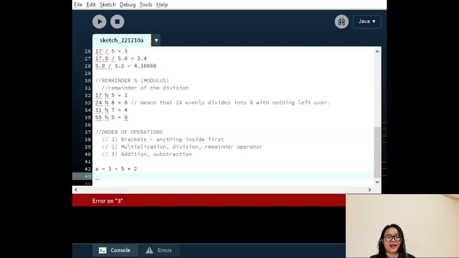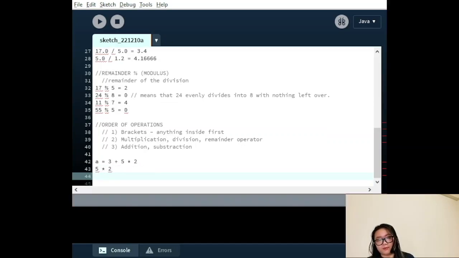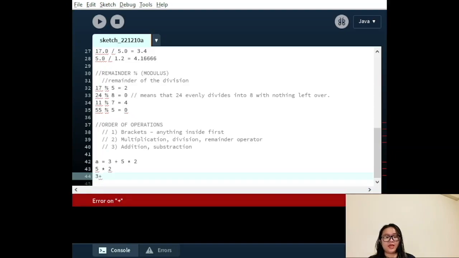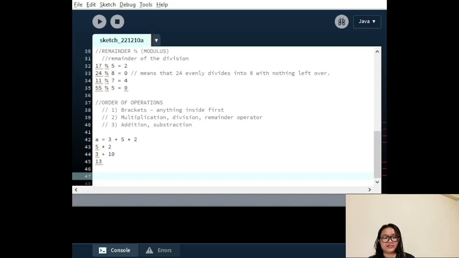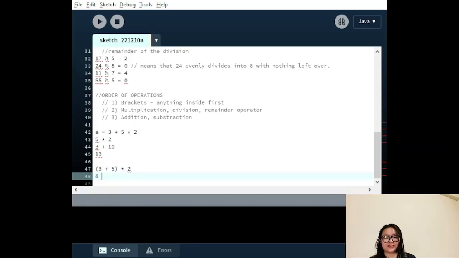Our next example has some brackets that we need to be mindful of. Open brackets 3 plus 5, close brackets, multiplied by 2. Here, our first priority is the brackets, which is 3 plus 5 equaling 8. Next, we move down our list and see that multiplication is next in the order and the only operator left in the expression. So now we have 8 multiplied by 2 equals 16.